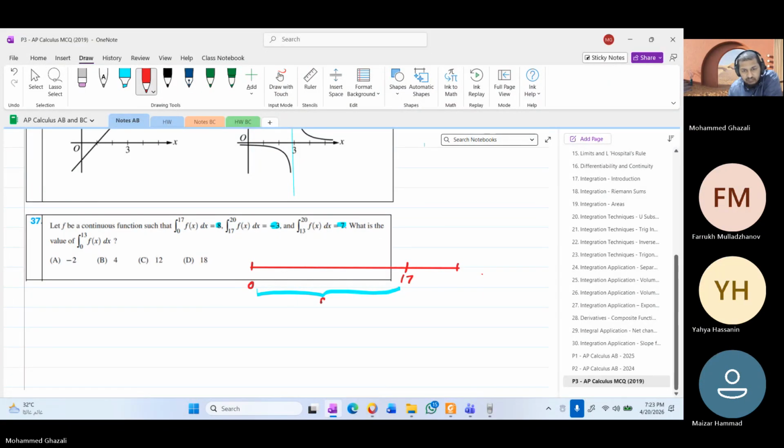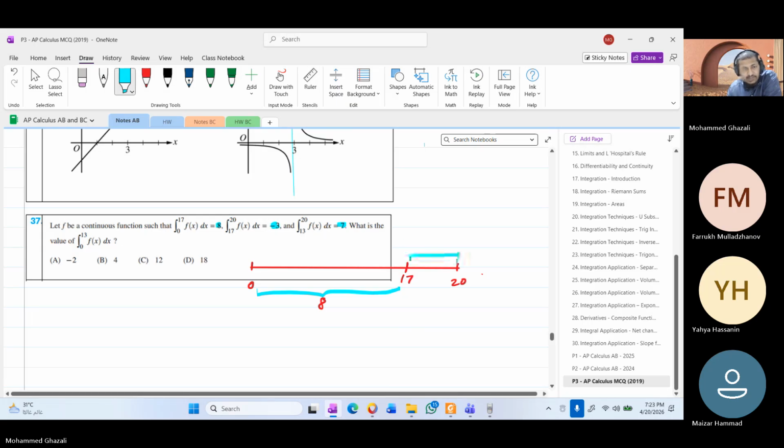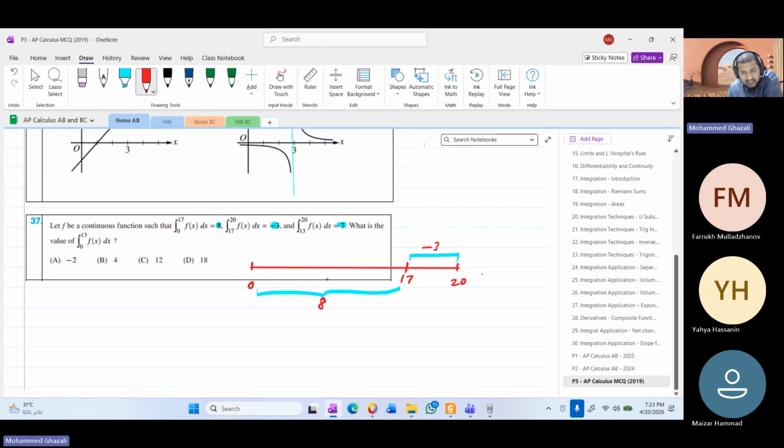Then the integral from 17 to 20 is -3. And then what else? You also have 13. 13 to 20 is from here to there, and that is 7. So what do you think the integral from 13 to 17 is? 7 minus 3, right?